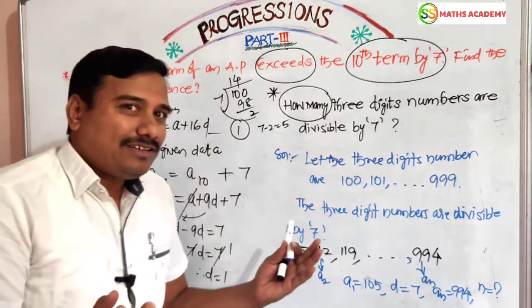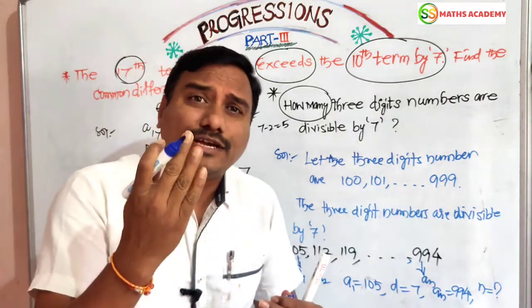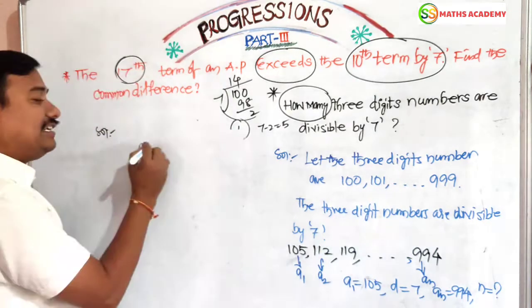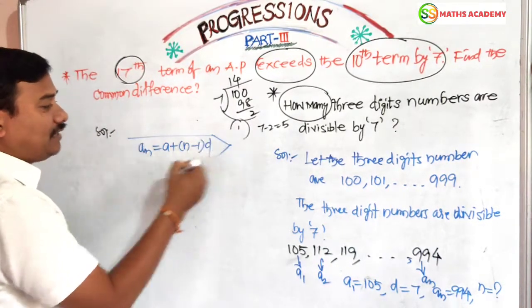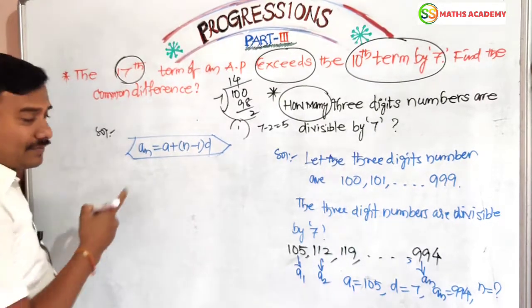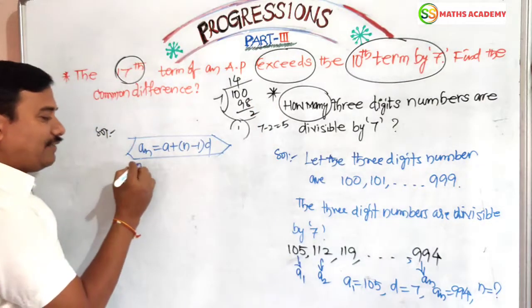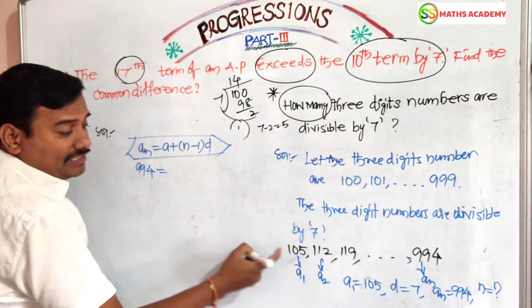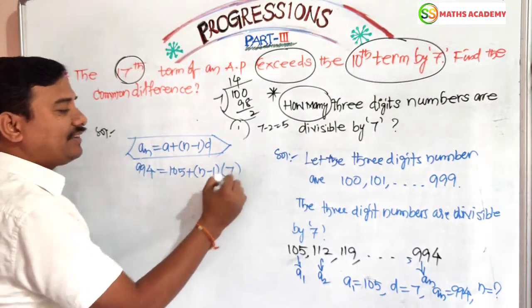Simple. What is the formula? Yes, you are right. That is nothing but the general term or nth term of an AP: A plus n minus 1 into D. Now let us see here. AN equals A plus n minus 1 into D. This is the formula, dear friends. AN, the last term here which is divisible by 7, is 994. A, the first term, is 105. N we are going to find. D is 7.